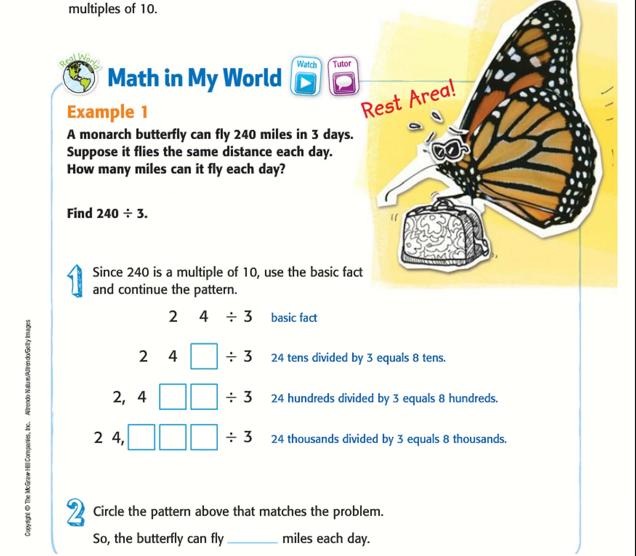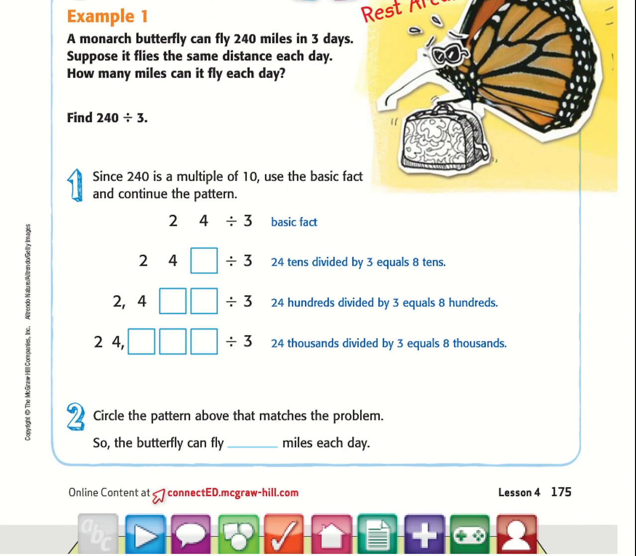So example 1, a monarch butterfly can fly 240 miles in 3 days. Suppose it flies the same distance each day. How many miles can it fly in each day? So we know that it's 240 in 3 days, so if we're splitting that up equally among 3 days, that means we're going to divide, because we're splitting up the facts.